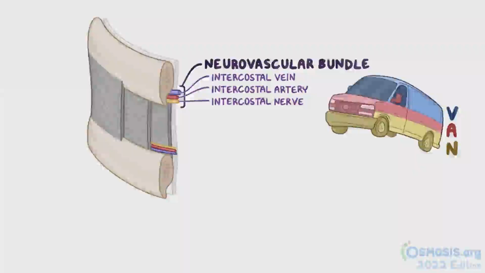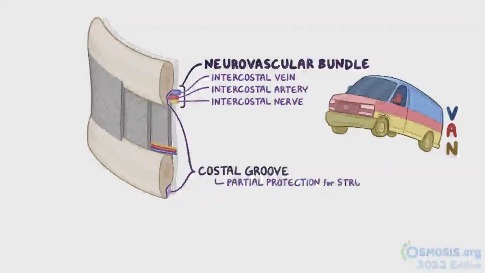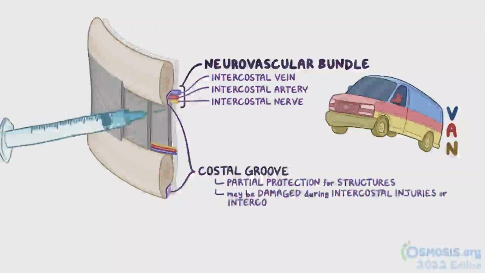The inferior portion of the ribs also have a costal groove, which only provides partial protection for these structures, so they can be damaged during penetrating intercostal injuries or any intervention that requires intercostal access.